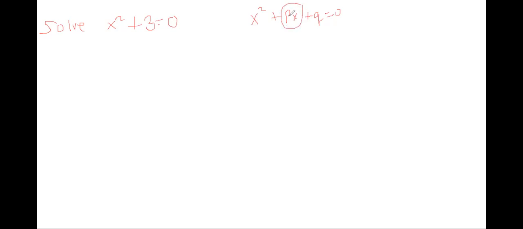So we said that if the linear term is missing within the quadratic, to solve it, you can use this formula. x will be equal to plus or minus the square root of negative q. If you don't want to use this formula, you can even go on and solve it. So let's look at them side by side.